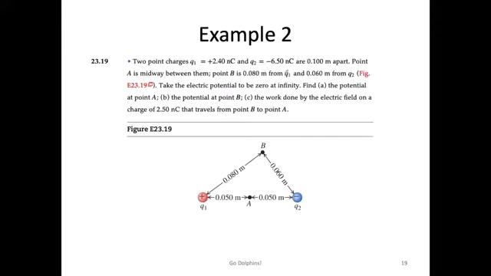So let's use one example to help us understand electric potential. You have 2 point charges. Q1 is 2.4 nanocoulomb. Q2 is negative 6.5 nanocoulomb. They are 1 meter apart, and you have position A as the middle point between Q1 and Q2. Then you have point B, which is 0.08 meter from Q1. Point B is 0.06 meter from Q2.